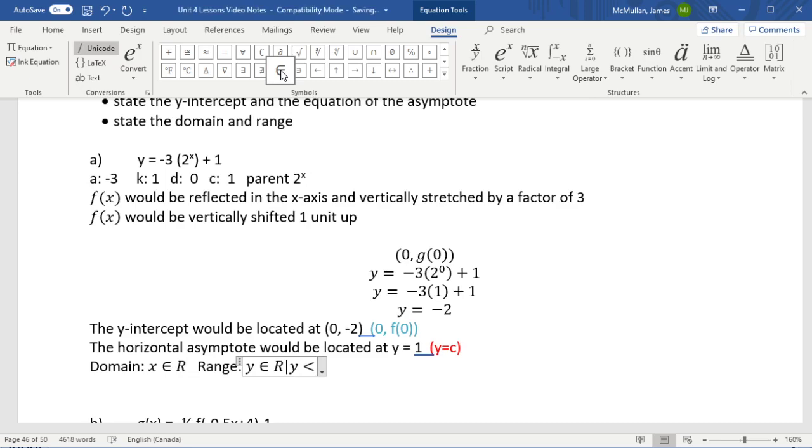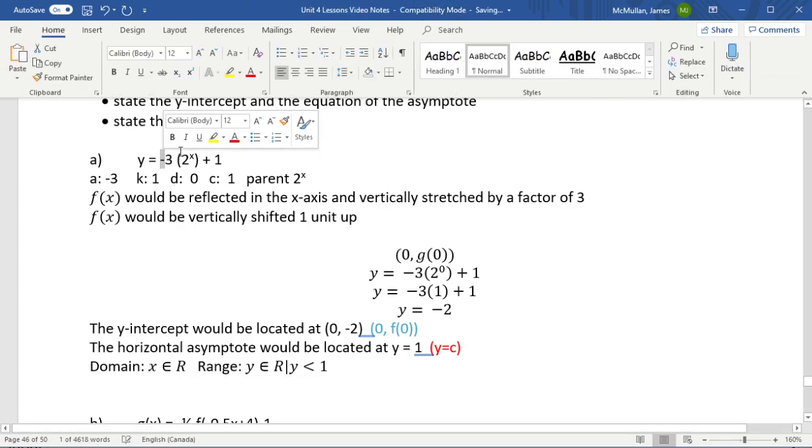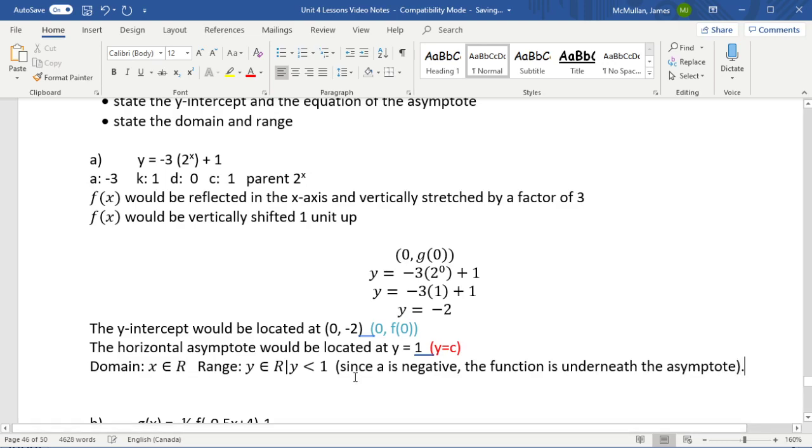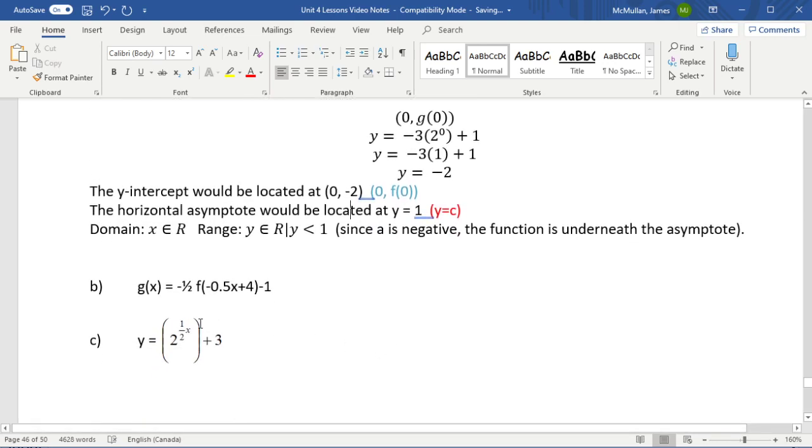In our case, I'm going to say less than c, because I can see that this negative here is reflecting my function so that instead of going up, it's going down. So it's going to be underneath. So since a is negative, the function is underneath the asymptote. Okay? I'm just remembering that. Okay, let's do a couple more.